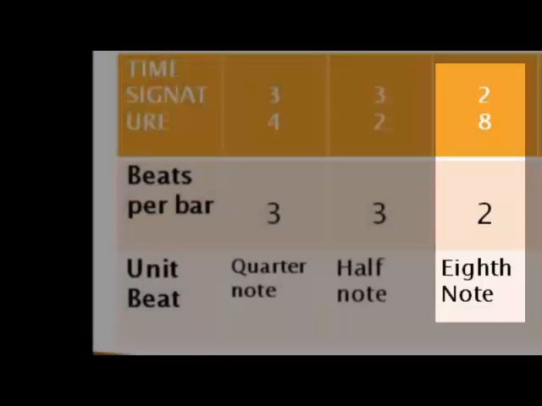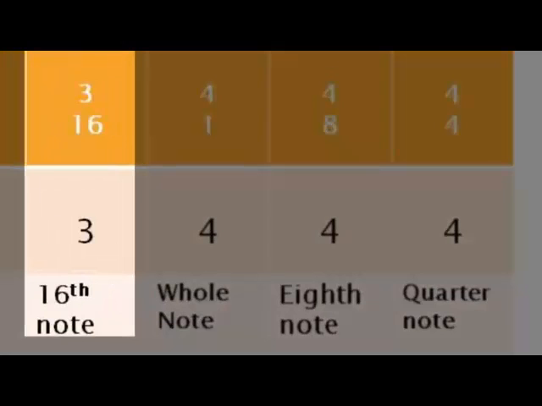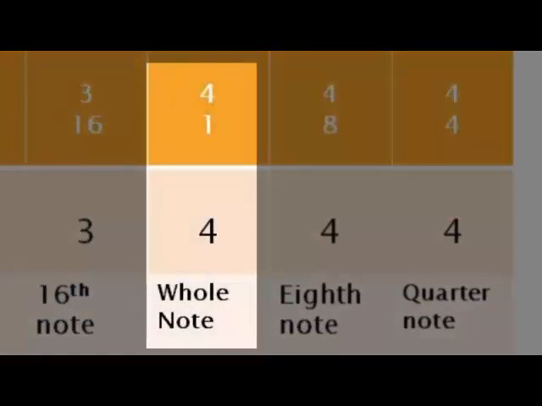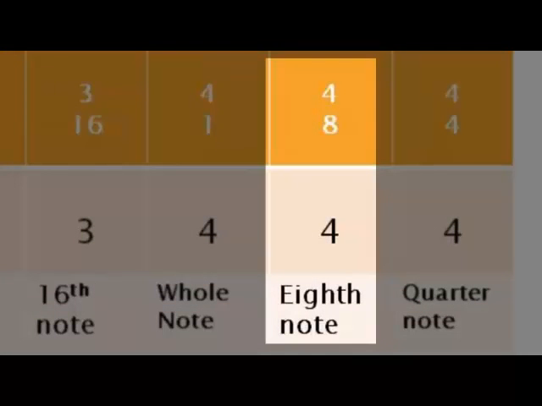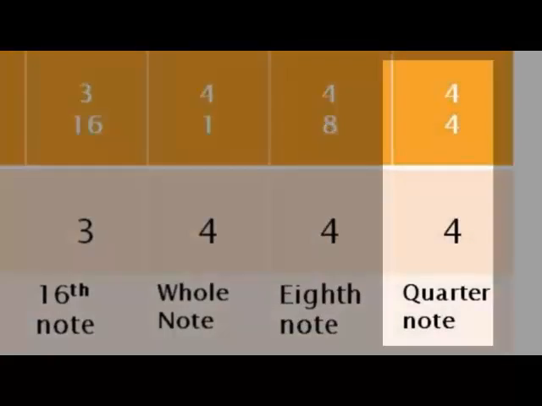3/16 would be 3 beats per bar, and a 16th note gets 1 beat. You could have 4/1, and that would be 4 beats per bar, and a whole note is getting 1 beat. In 4/8, we have 4 eighth notes. And in 4/4, we would have 4 quarter notes.